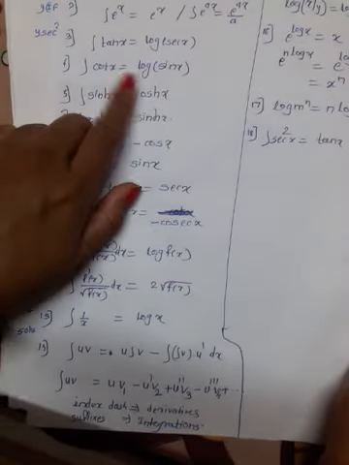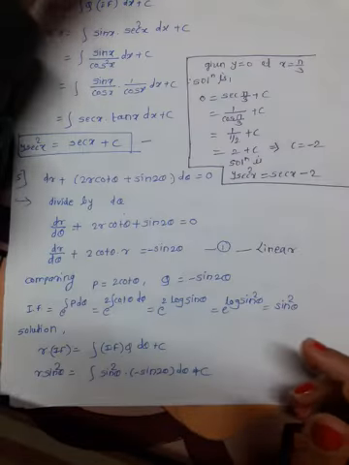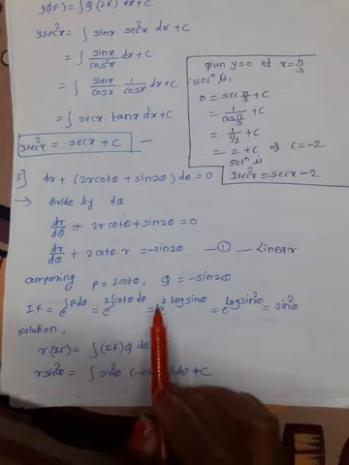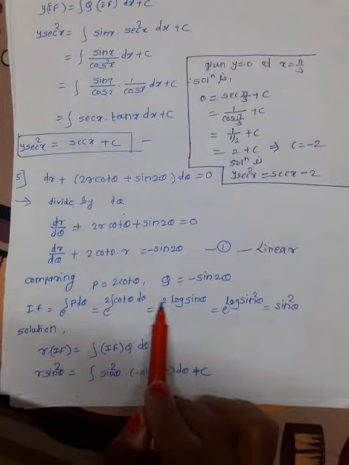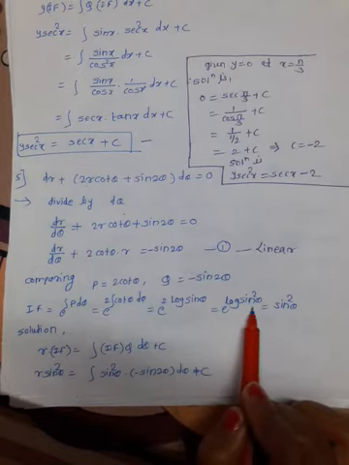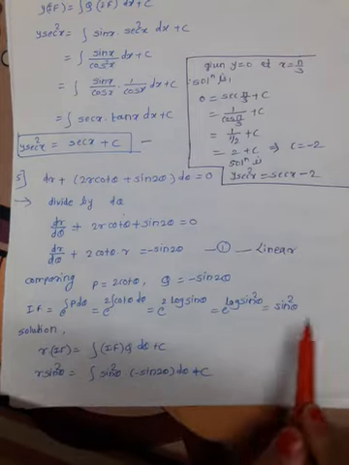Cot theta integration is log of sin theta. Make sure you know every formula of integration and derivative as well. Now take this 2 on the indices of sine, we get e raised to log of sine square theta. Now e and log get cancelled, the answer is only sine square theta, which is our integrating factor.